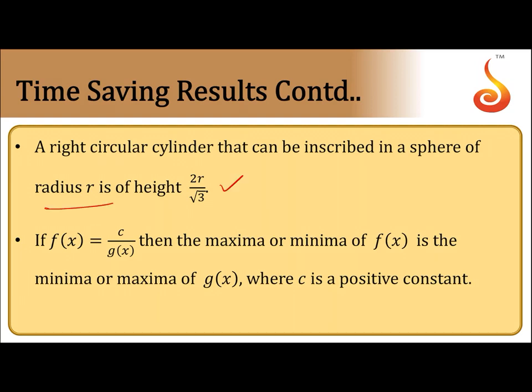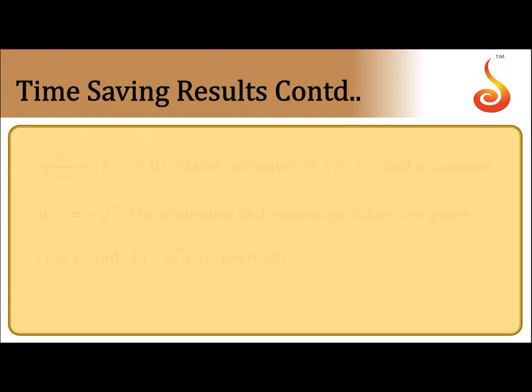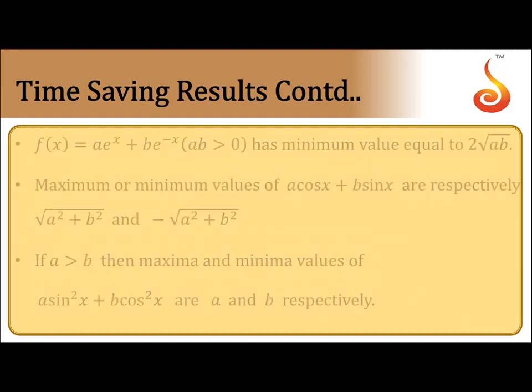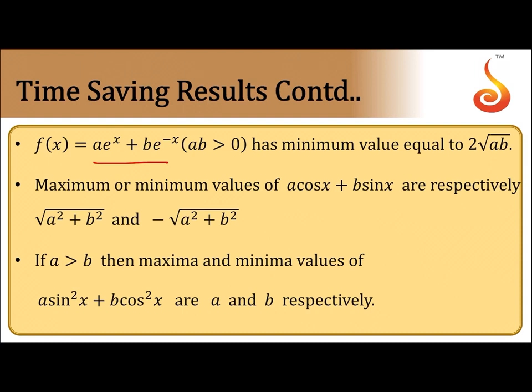A right circular cylinder that can be inscribed in a sphere of radius r has maximum volume when its height is equal to 2r by root 3. This function attains the minimum at x equals root c and the maximum at the point x equals minus root c. Minimum and maximum values are given by f of root c, f of minus root c. That's the formula. And for f of x equals a e power x plus b e power minus x, the minimum value is equal to 2 root ab. For a cos x plus b sin x, the minimum value is minus root of a square plus b square, and the maximum value is root of a square plus b square.